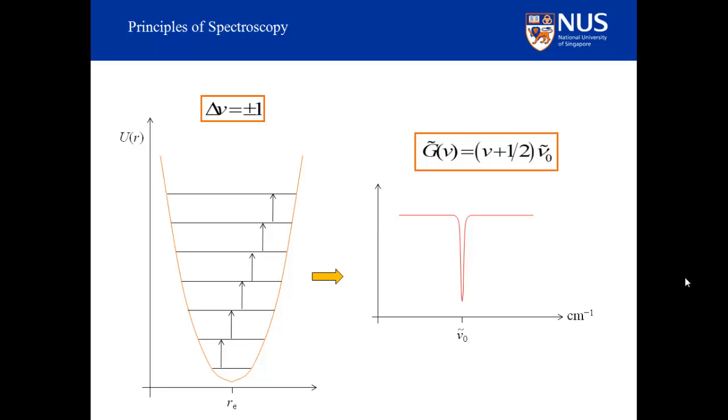In the spectrum, they will all lie on top of one another, so in the spectrum we will only see a single spectral line. This is a lot simpler than the rotational spectrum, where we had lots and lots of equally spaced lines. In vibrational spectroscopy, we have just a single line.